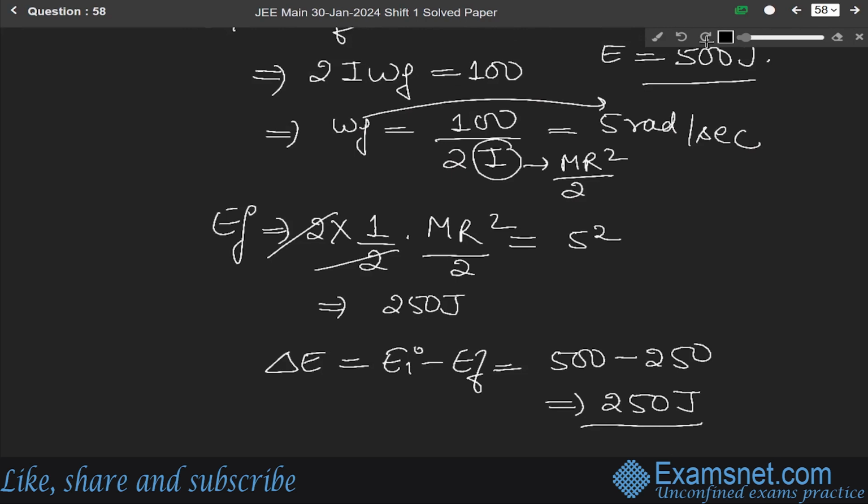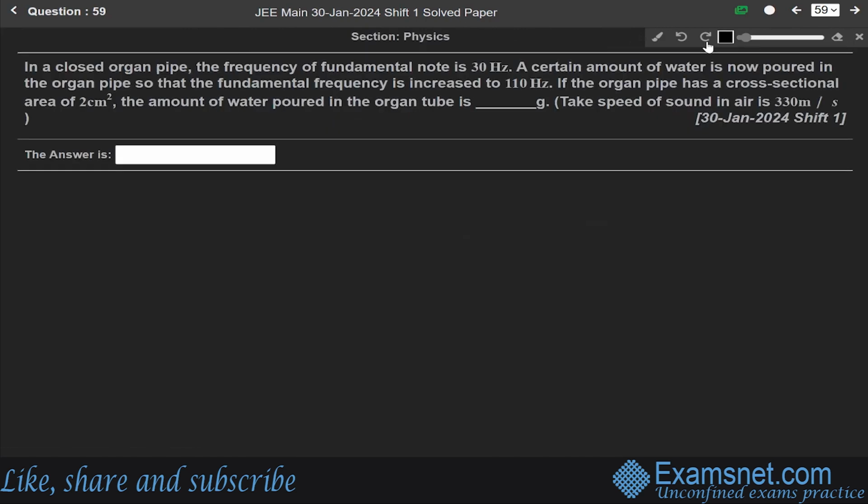Okay. Now next question 59. According to this, in a closed organ pipe, the frequency of the fundamental note is 30 Hz. A certain amount of water is now poured in the organ pipe so that the fundamental frequency is increased to 110 Hz. The organ pipe has a cross-sectional area of 2 cm square. The amount of water poured in the organ tube is. So this question is from oscillations and waves.